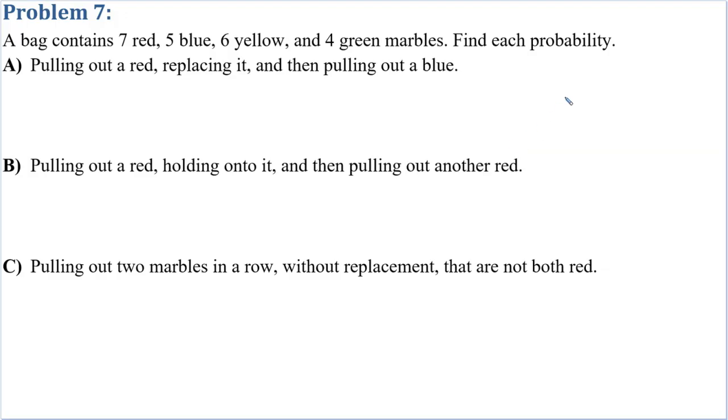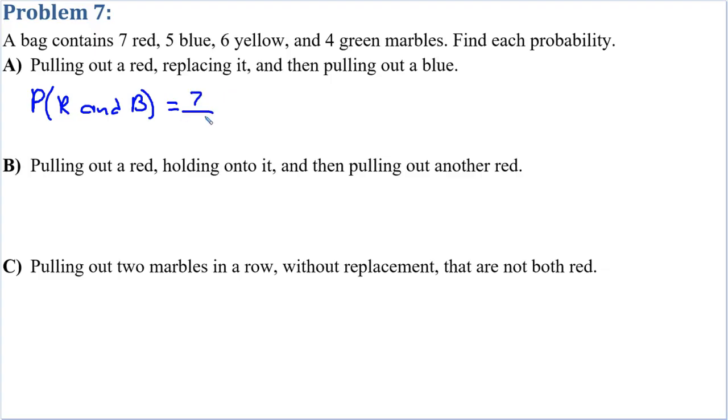All right, so let's say that a bag contains 7 red, 5 blue, 6 yellow, and 4 green marbles. We want to find each probability. First one is the probability of pulling out a red, replacing it, and then pulling out a blue. So we could write that as P of R and B, as in the probability of getting a red and then a blue. Okay, since we're replacing here, these two events are going to be independent of each other. Okay, I pull one out, put it back. Okay, my chances are going to be the same.